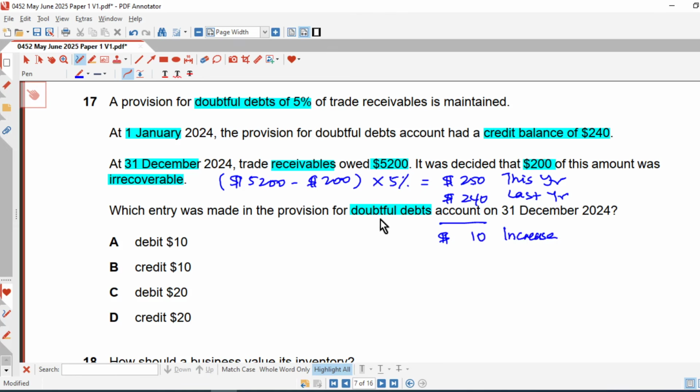So to increase the provision for doubtful debt, you're going to credit $10 because the doubtful debt is a reduction to asset. So this year, the doubtful debt increased by 10. That means your receivables are going to reduce by a further $10.